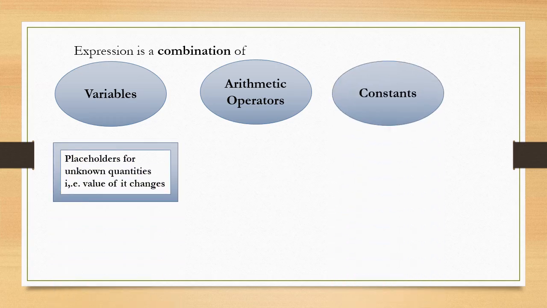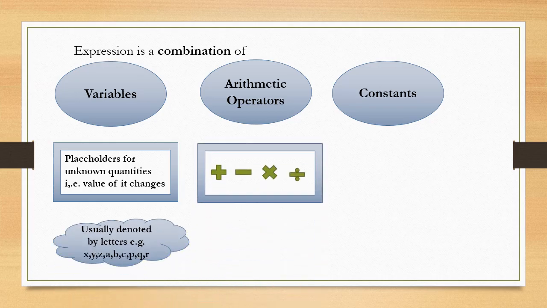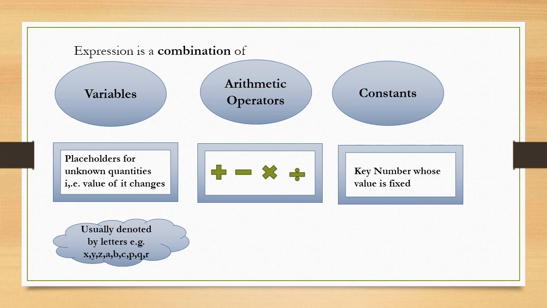Variables are the placeholders for unknown quantities. That means the value of it changes, usually denoted by letters of the alphabet. Arithmetic operators are addition, subtraction, multiplication and division. Then what are constants? Constants are the key numbers whose value is fixed.